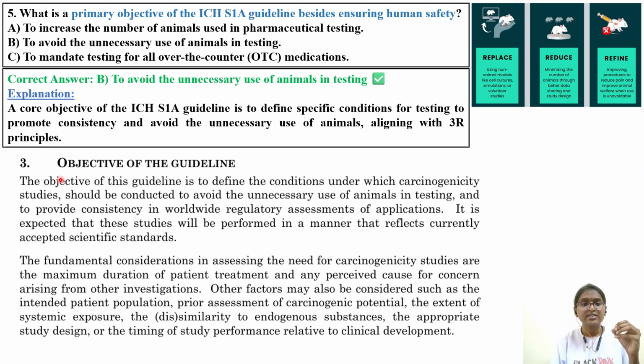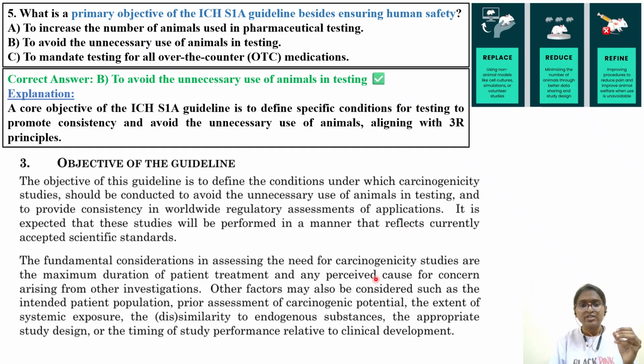So what does the guideline say under section 3? The objective of this guideline, that is the S1A guideline, is to define the conditions under which cancer studies should be conducted to avoid unnecessary use of animals in testing and to provide consistency in worldwide regulatory assessment of applications. Means in Europe, in America, that is FDA, as well as in Japan.